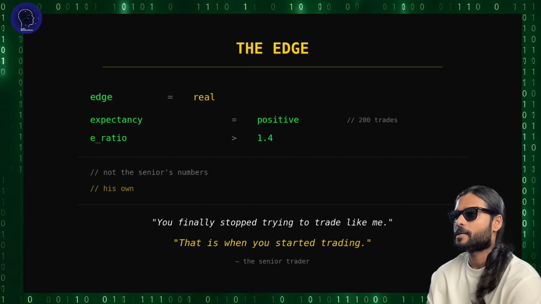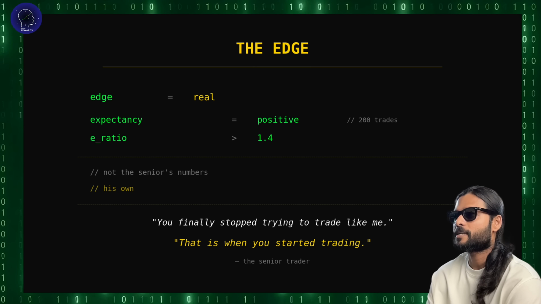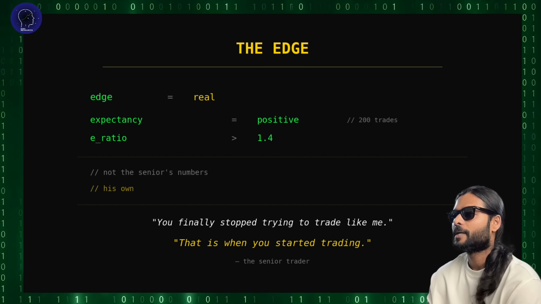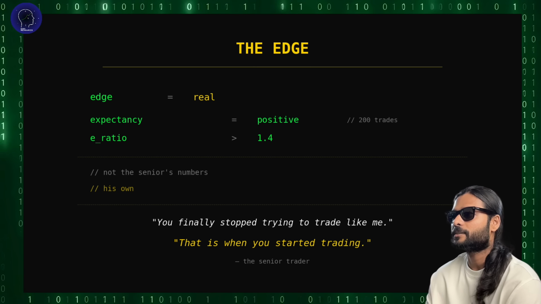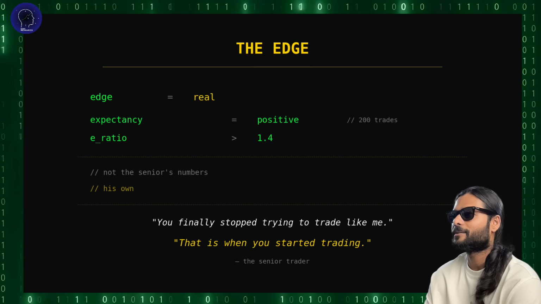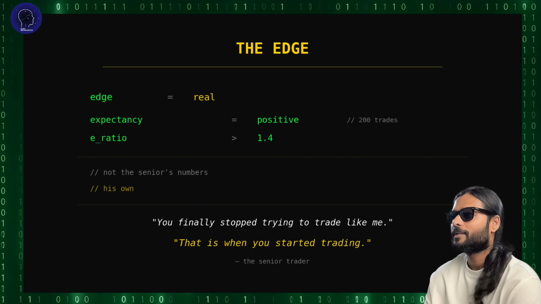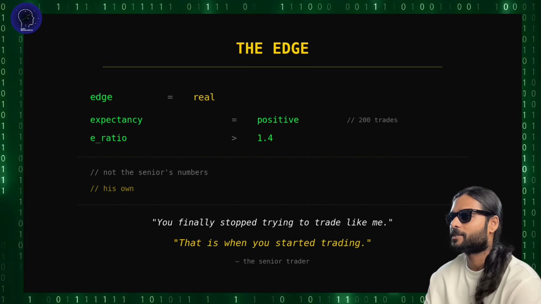3 years later, his edge was real, quantified, positive expectancy across 200 trades, an E ratio above 1.4. Not the senior's numbers, his own. The senior trader noticed. He said something the junior never forgot. You finally stopped trying to trade like me. That is when you started trading.